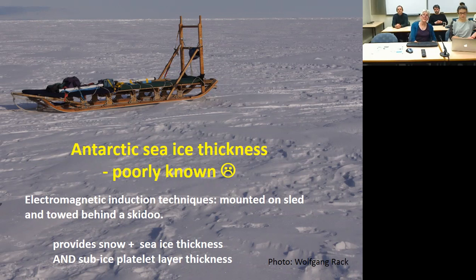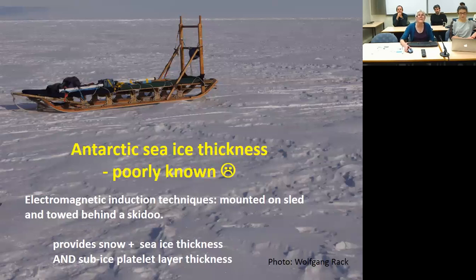So the best measurements probably come from ships, where they look over the side at broken bits of sea ice and say, oh yeah, that looks about a meter thick. There are new methods that are using satellite, but these are still really in their infancy. The most reliable way of measuring sea ice thickness is to use electromagnetic induction techniques.